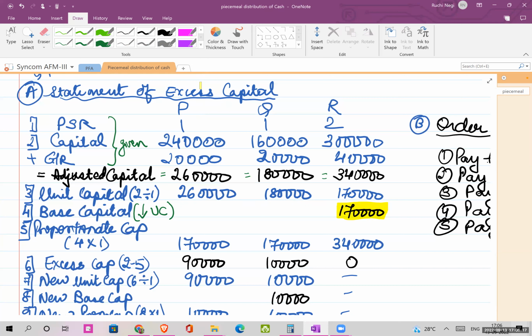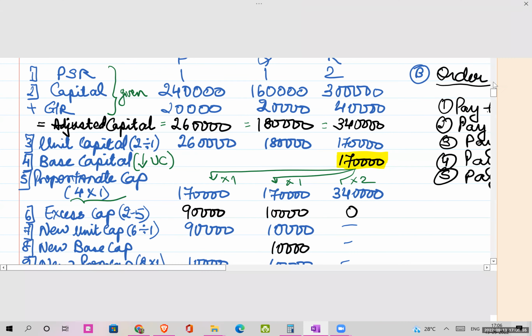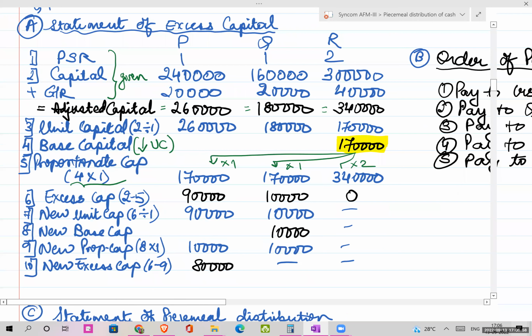ठीक है, now once you get this 1,70,000, the next part you have to see is calculating the proportionate capital. Proportionate capital is base capital multiplied with your PSR. So step 4 multiplied with step 1. I have highlighted it here. So 1,70,000 multiplied with your PSR 1, 1,70,000 multiplied with PSR 1, and 1,70,000 multiplied with PSR 2.